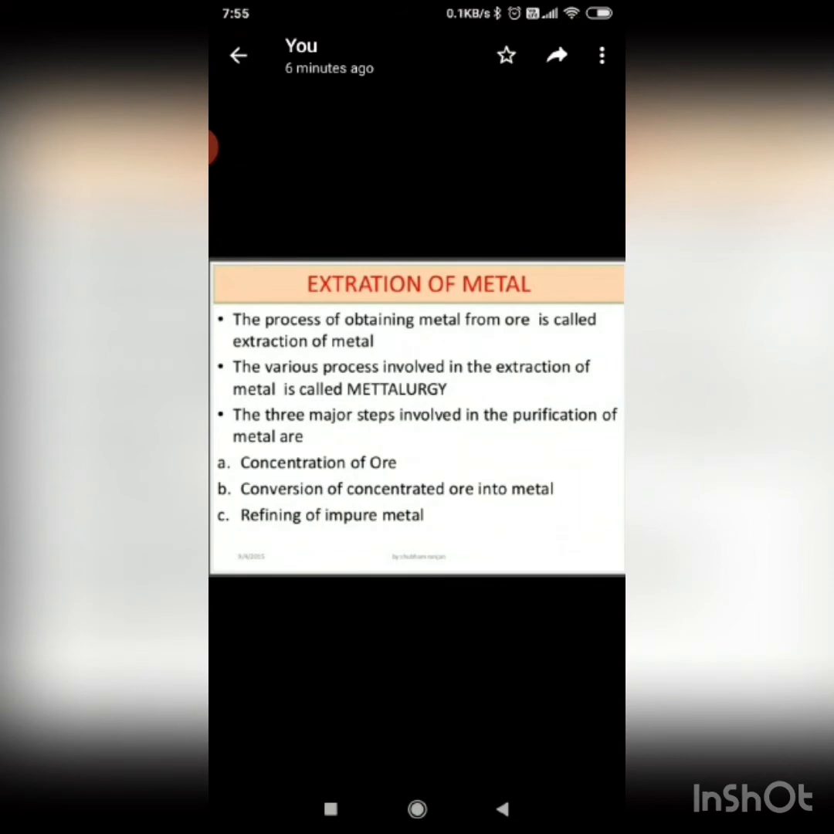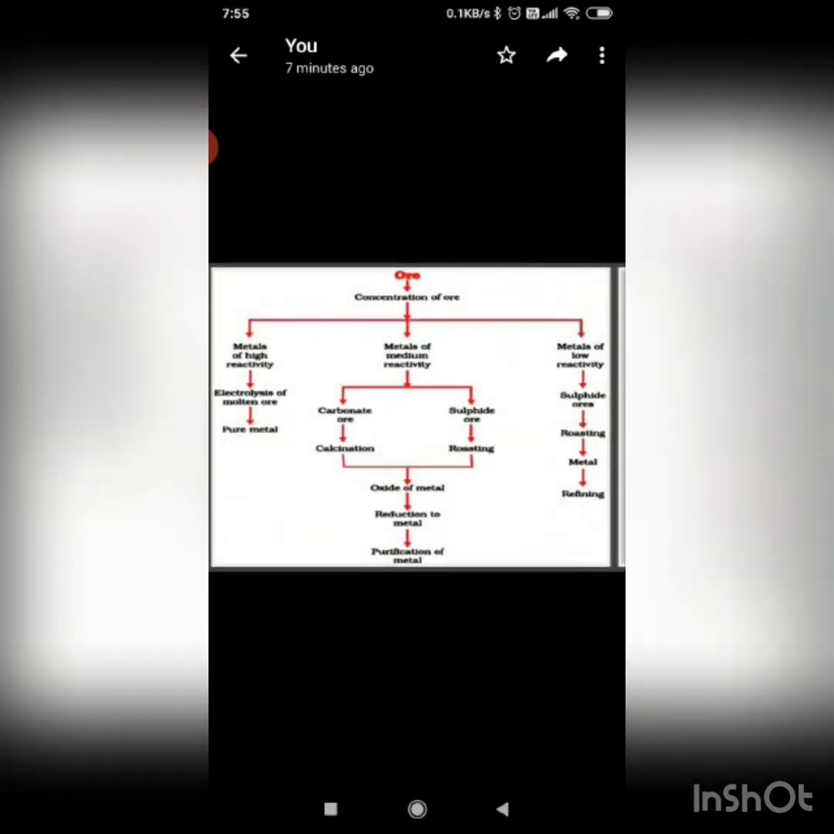So all the metals can be categorized into three parts on the basis of their reactivity: most reactive, middle reactive and least reactive. This is the flow chart to explain the extraction of metals of high reactivity, middle reactivity and low reactivity, and how they are extracted.